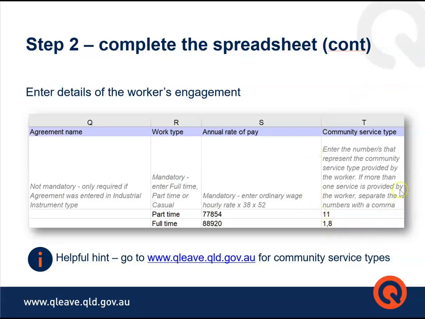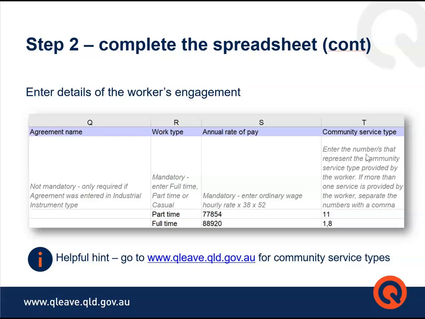For column T, QLeave has numbered the community service types that are listed in the legislation. Please select the number or numbers for the community service provided by the worker. The list of service types and numbers are available on our website. Please note, if the worker provides more than one type of community service, simply use a comma to separate each number.